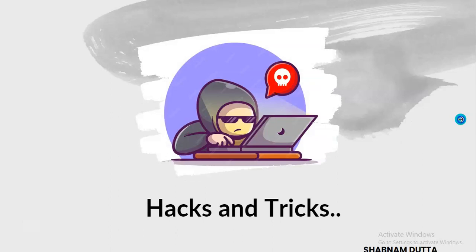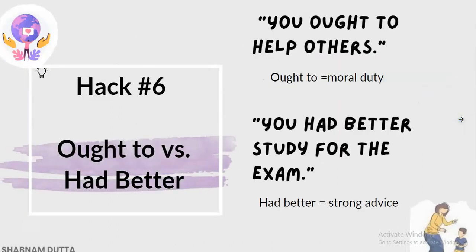Now back to the hacks. In our sixth hack, we'll learn when to use ought to and had better. Ought to is for moral obligations or duties, like you ought to help others. Had better is used for strong advice with potential consequences, such as you had better study for the exam.